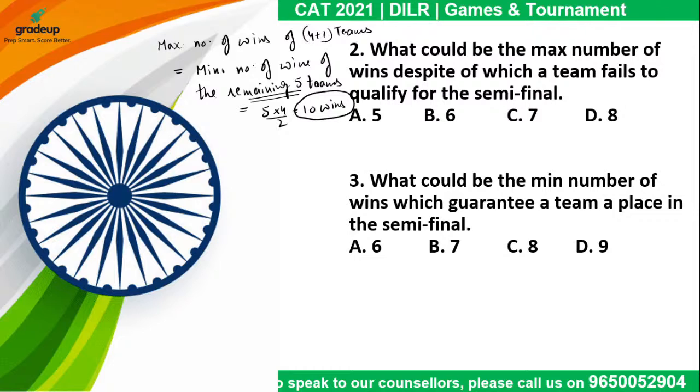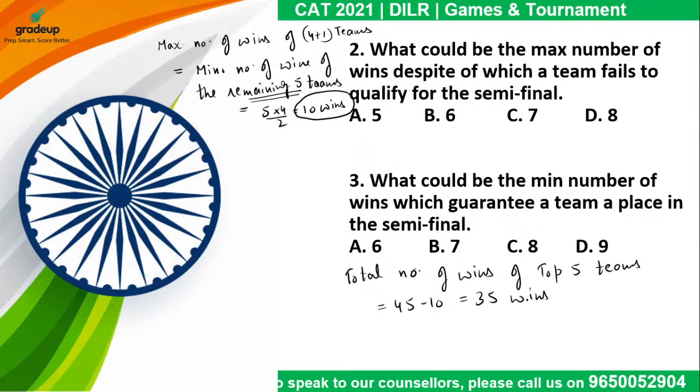Okay, so now these 5 teams can have how many wins at max? So the total number of wins of the top 5 teams is 45 minus 10, that is 35 wins. Okay, so each team can have 7 wins. So with 7 wins, only 4 teams will qualify and one of the teams will be eliminated.